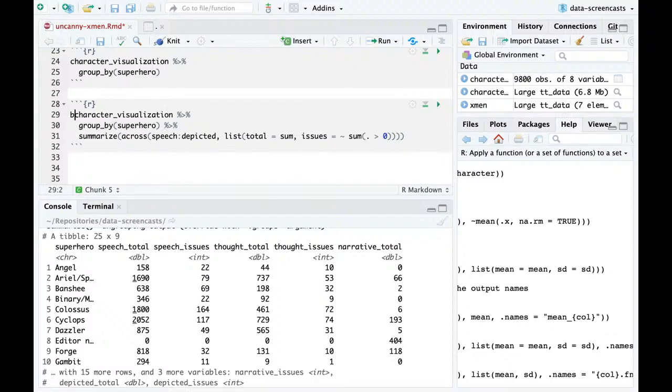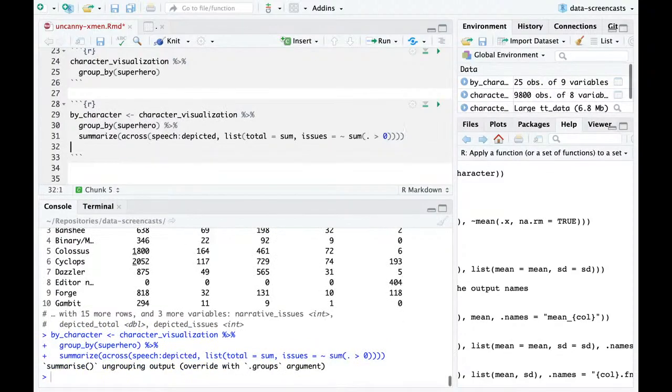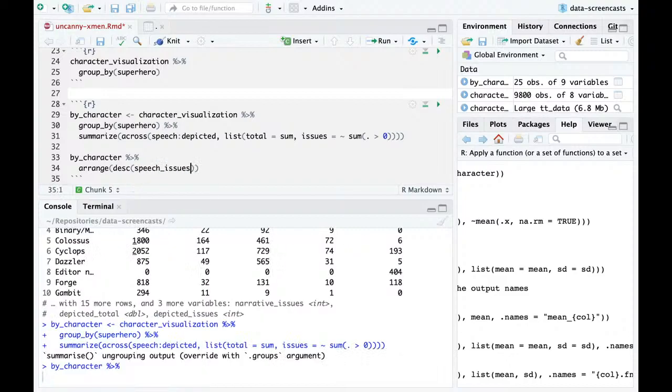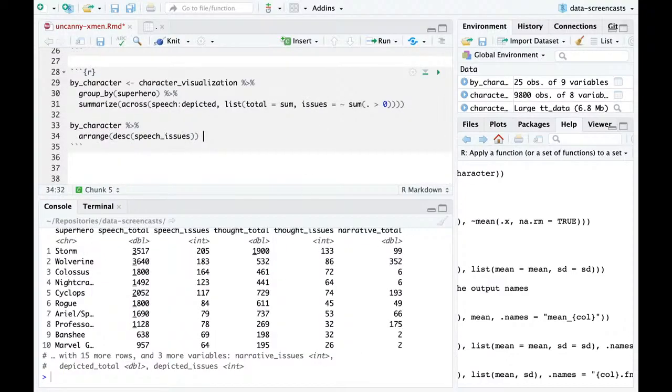So then I can say by character, where do people approach? I can say descending. Who speaks in the most issues? The answer is, all right, let's see, it's Storm, Wolverine, Colossus. These are some popular characters. Here we go. I think Nightcrawler is pretty cool.